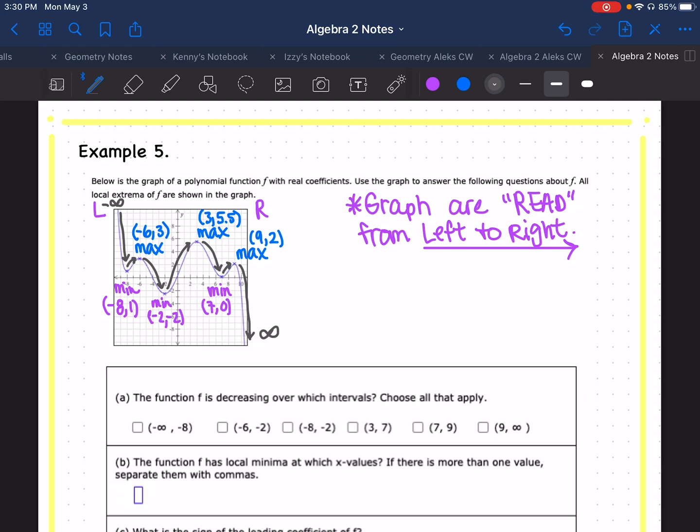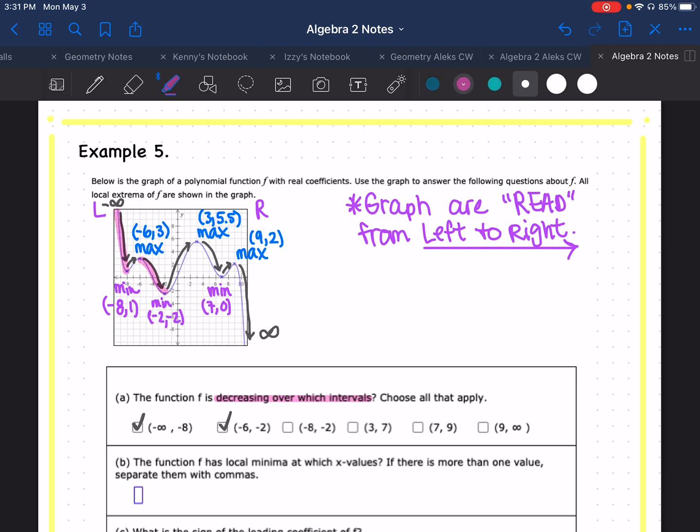All right, so the first question is going to ask you about increasing or decreasing. It just depends, so please make sure that you do read. This one says the function is decreasing over which intervals. So we're going to go ahead and pick them. Notice that our graph was decreasing right here. It starts at negative infinity and it ends at -8. So I'm going to go ahead and click this box right here. Then it started increasing, then it decreased here from -6 to -2. So I'm going to click this one as well.